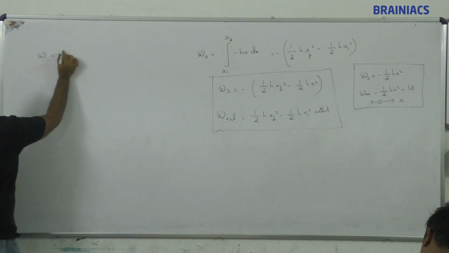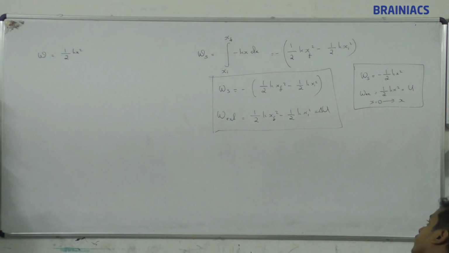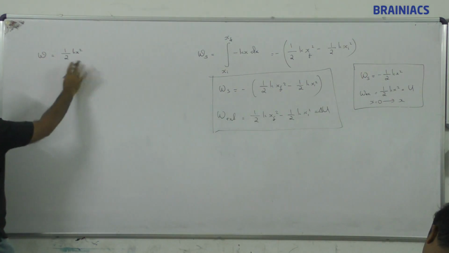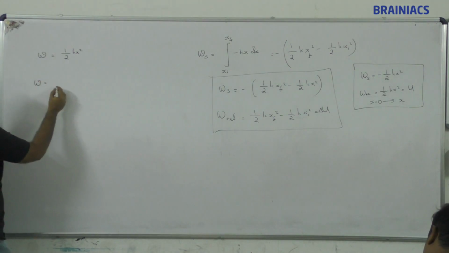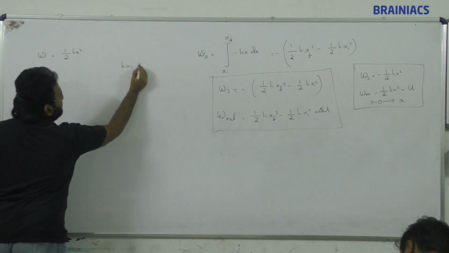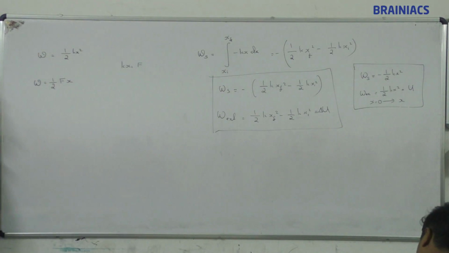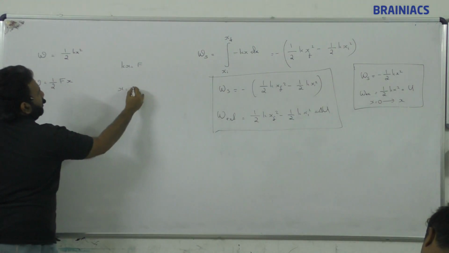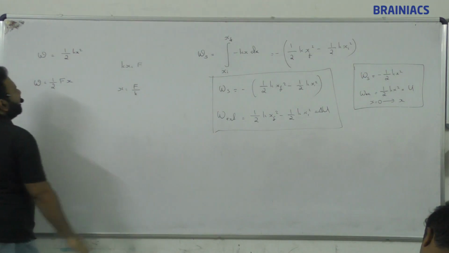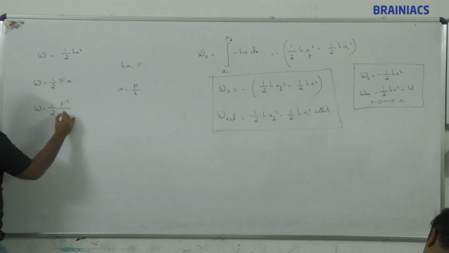So work done is simply half kx square. If nothing is mentioned, whether it is spring or external force, then there won't be any sign in the options also. Negative will not be there, then we need not worry at all. So this is half kx square. Work is equal to, what is kx? F. So if we want, we can write it like this, half into Fx. X is equal to what? F by k. So we can write it this way also, half F square by k.